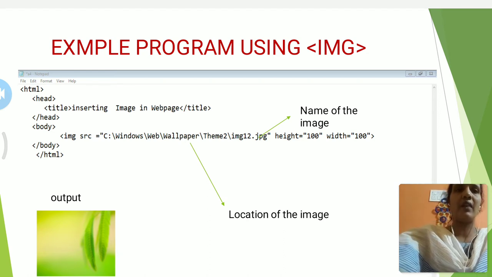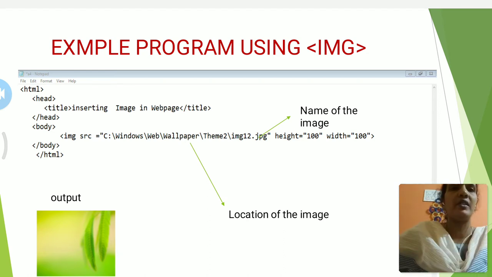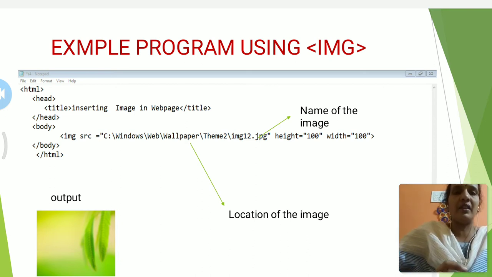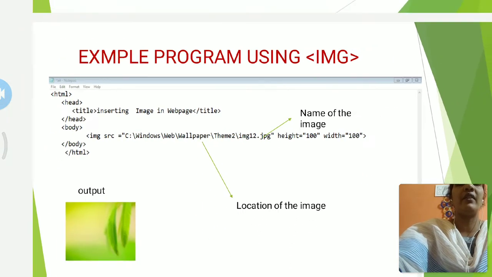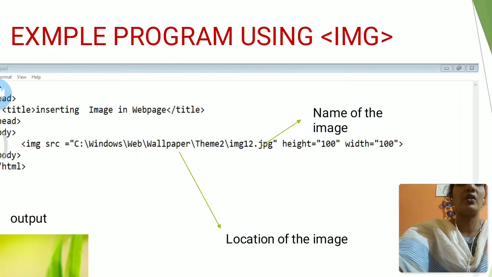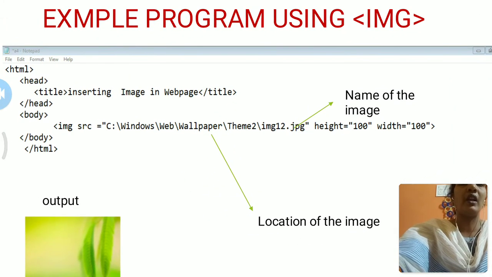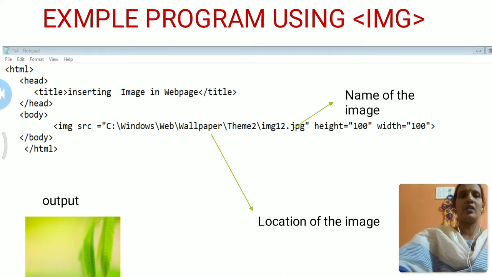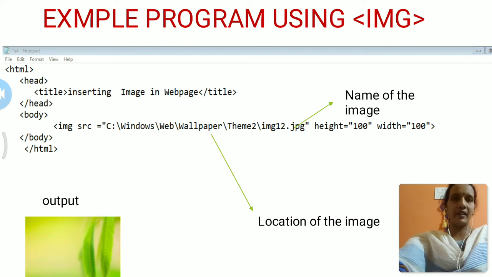Inside the body section I have given the img tag. What is the use of the img tag? Wherever you write the img tag, there the image will be displayed. So what attribute have I included? The src, source attribute. What is the use of the source? You can observe here: source equals the location of the image. What is the location here? C drive. Inside the C drive, Windows is a folder.